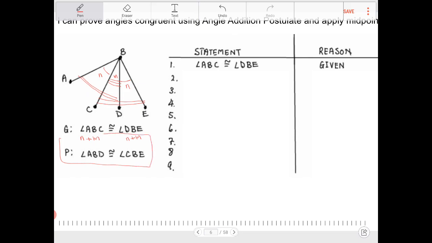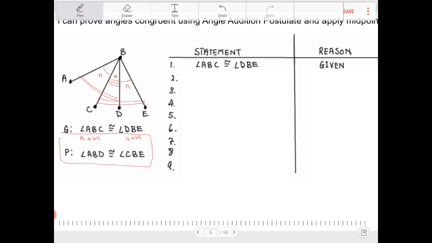This is what the problem is asking us to do. It's asking us to prove why those two angles are congruent. ABD is made up of N plus M, and CBE is made up of, again, N plus M, and therefore they have to be the same.